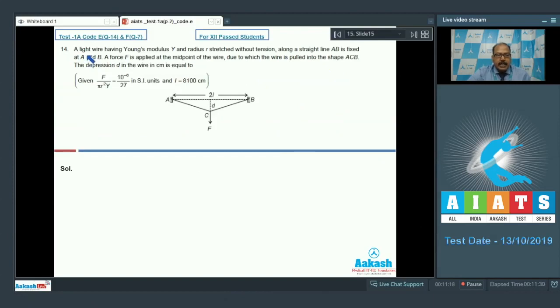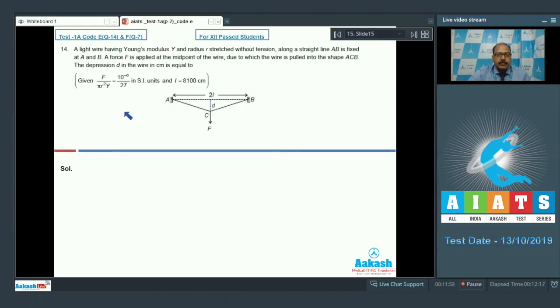Question 14 says, a light wire having Young's modulus Y and radius R stretched without tension along a straight line AB is fixed at A and B. A force F is applied at the midpoint of the wire, due to which the wire is pulled into the shape ACB. The depression D in the wire in centimeter is equal to, given F upon pi r square Y equals 10 to the power minus 6 by 27 in SI units, and L equals 8100 centimeter. We have to find this D.